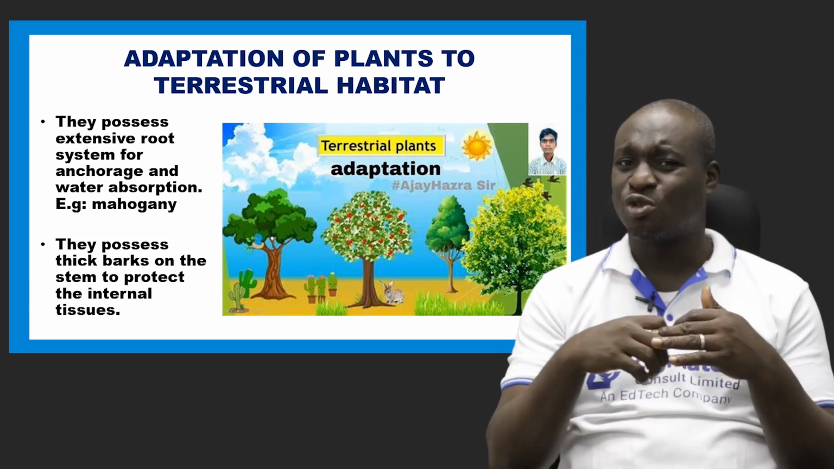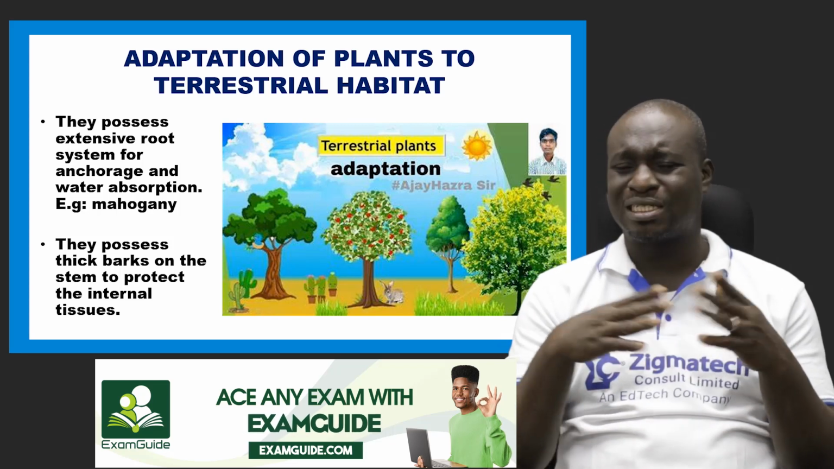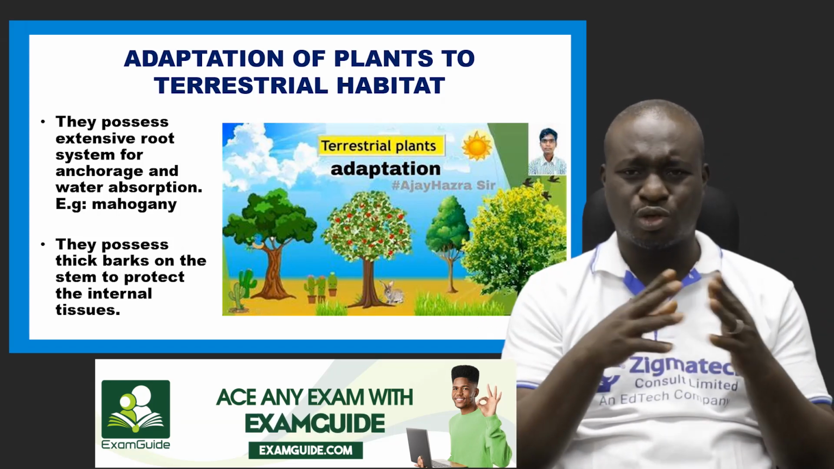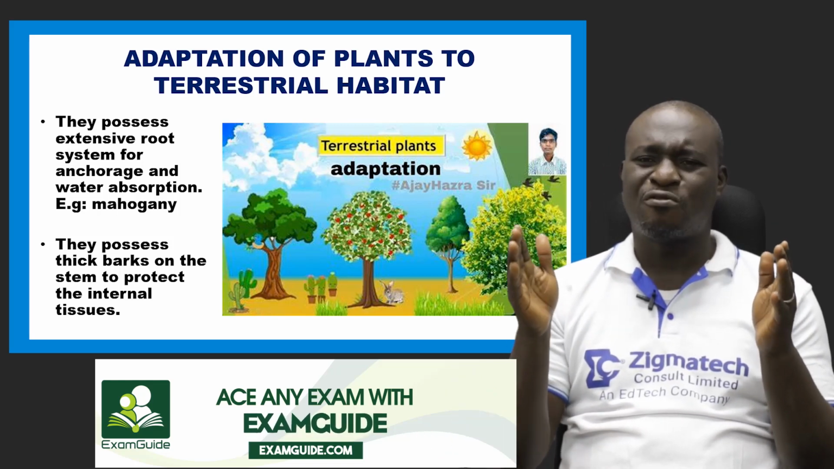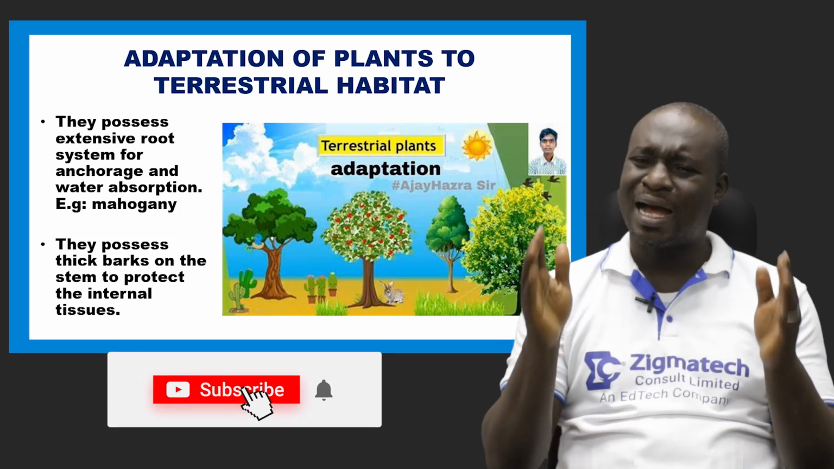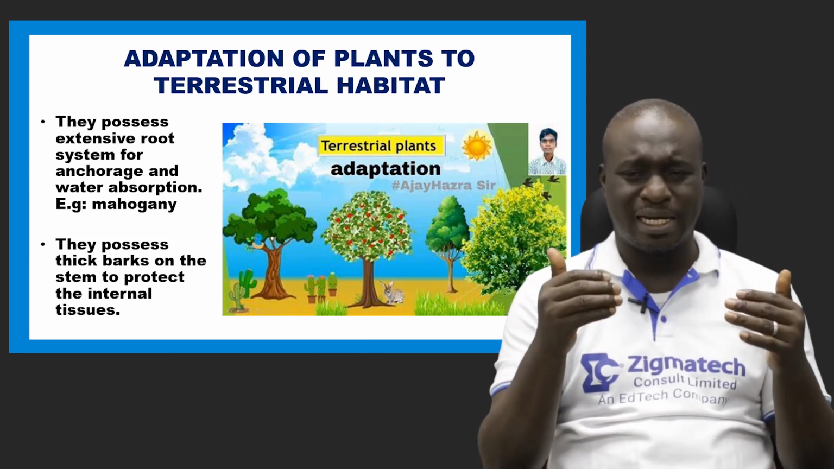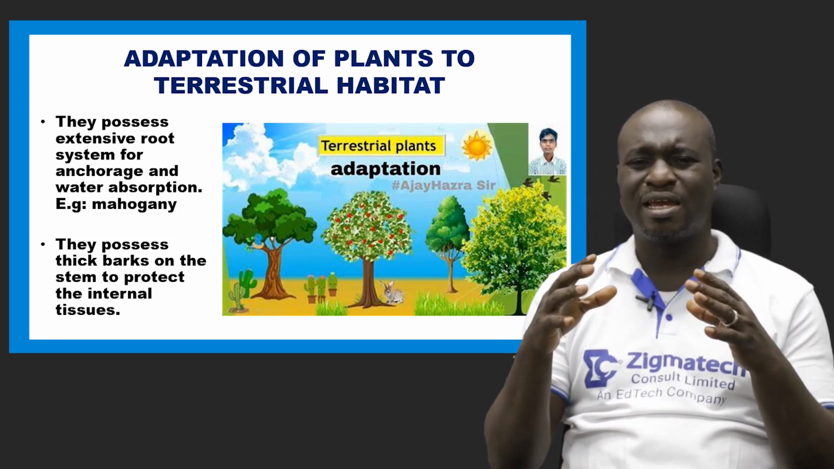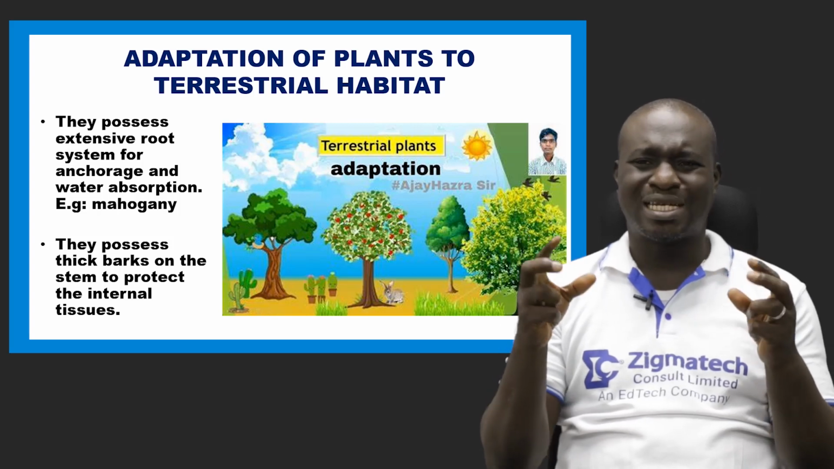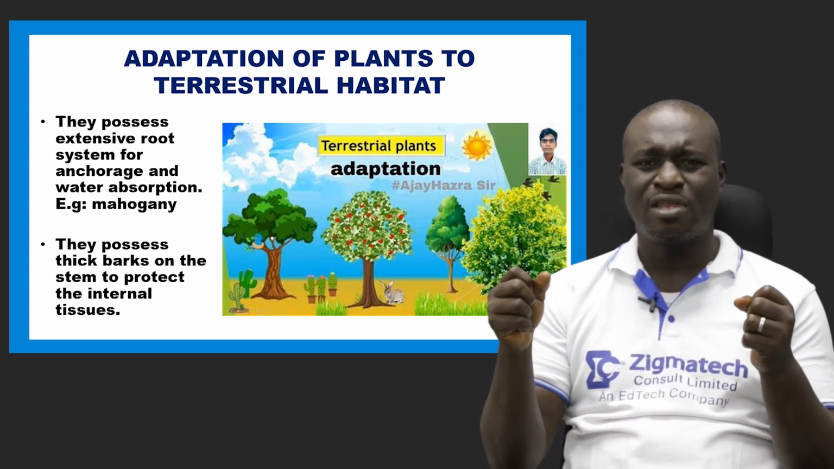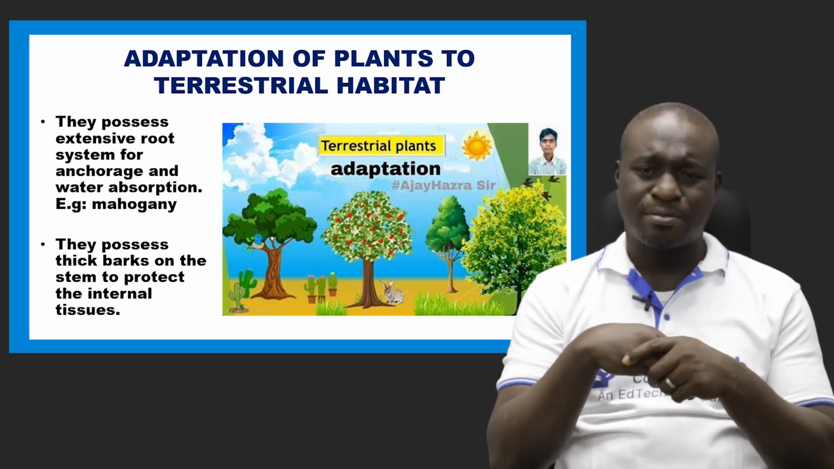We have different types of root system. We have the taproot system, we have the fibrous root system, we have the adventitious root system, and so on. So you find mostly the taproot system found in terrestrial habitat. That means plants with taproot system. Example is the mahogany. So mahogany is mostly you see them in rainforest zones. So they possess extensive taproot system, and it is usually for anchorage and also for water absorption.